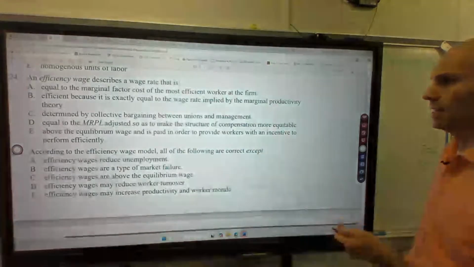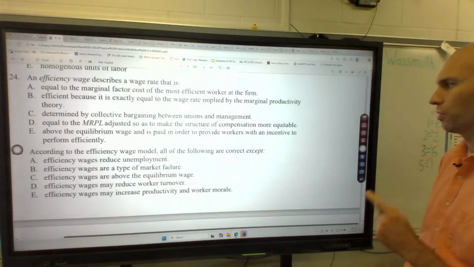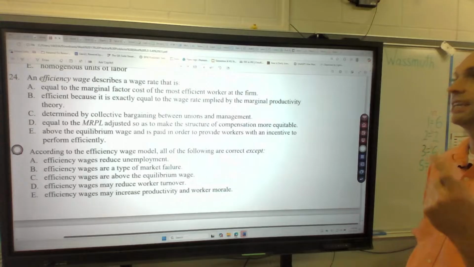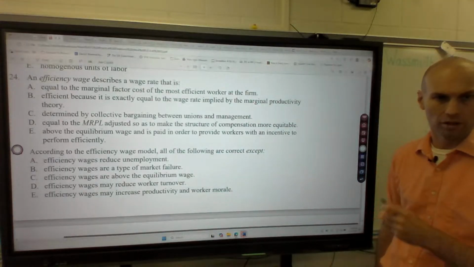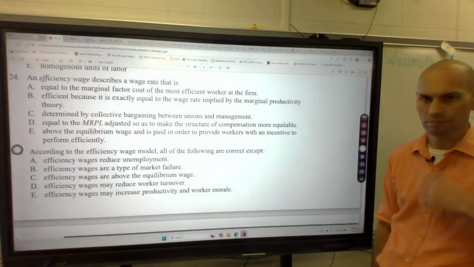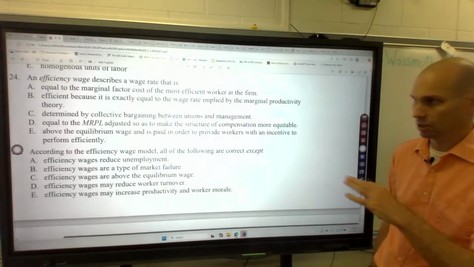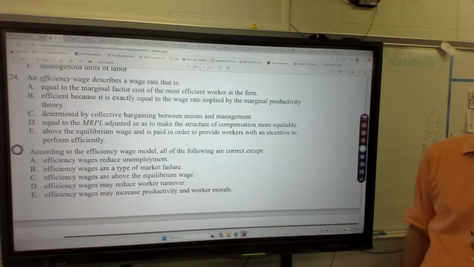All right, E is above the equilibrium wage. I like where we're going so far, and is paid in order to provide workers an incentive to perform efficiently. Sure, or stay loyal to the firm or work a little harder. Yeah, that's what it is. To pay above to encourage more work and loyalty. Just like what we covered in class today. Does that make sense? Questions?